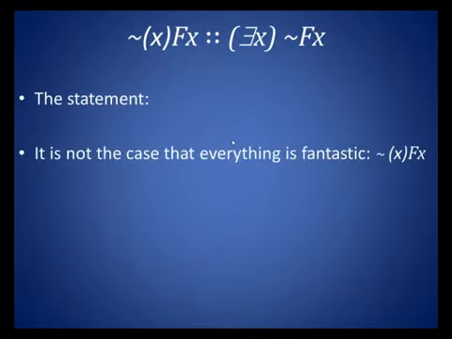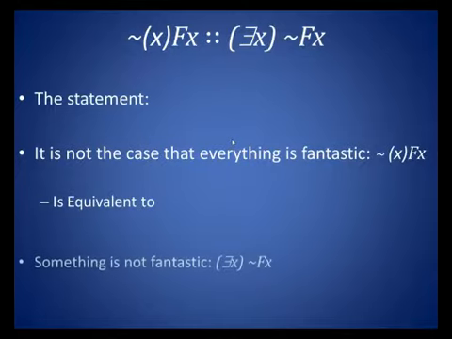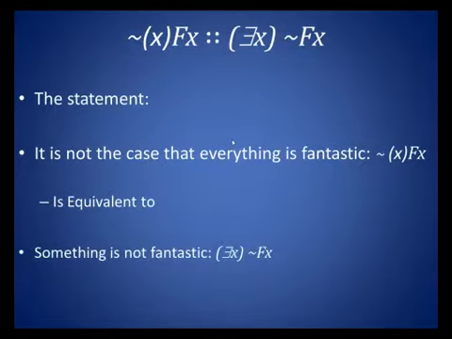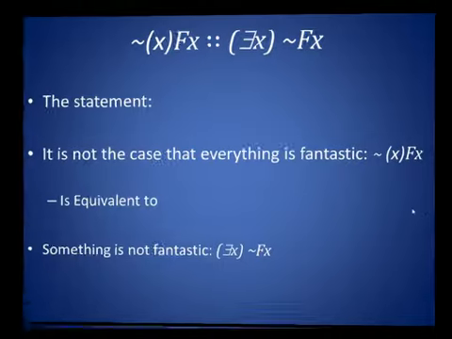It is not the case that everything is fantastic. Now think about it for a second. If it's not the case that everything is fantastic, what does that mean? Well, it means there's at least one thing out there that's not fantastic. There is something that is not fantastic, which is exactly what this existential statement says. There exists an x such that x is not f. If f means fantastic, then what we're saying is there exists an x such that x is not fantastic, which is logically equivalent to this. It is not the case that everything is fantastic.